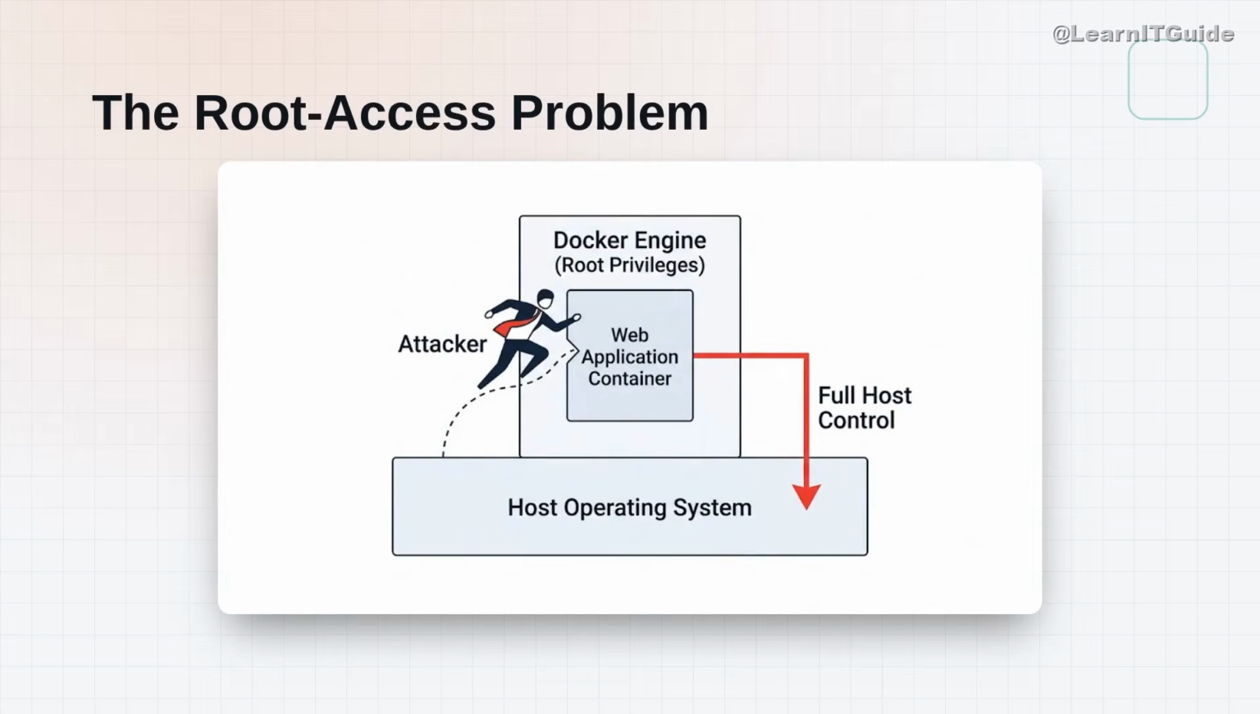Think about this. You are running a web application in a container. If you use the traditional Docker engine, that engine runs as a root privileged background process. If a vulnerability is found in your application and an attacker manages to break out of the container, they are knocking on the door of a process that has full control over your entire host operating system. That is exactly the problem that makes security teams nervous. Without a way to isolate these processes or remove the need for that constant root access, you are essentially leaving the master key of your server in the hands of every container you deploy.